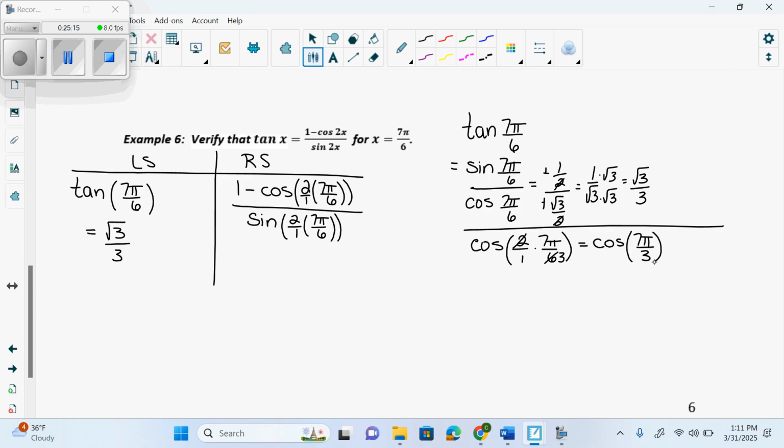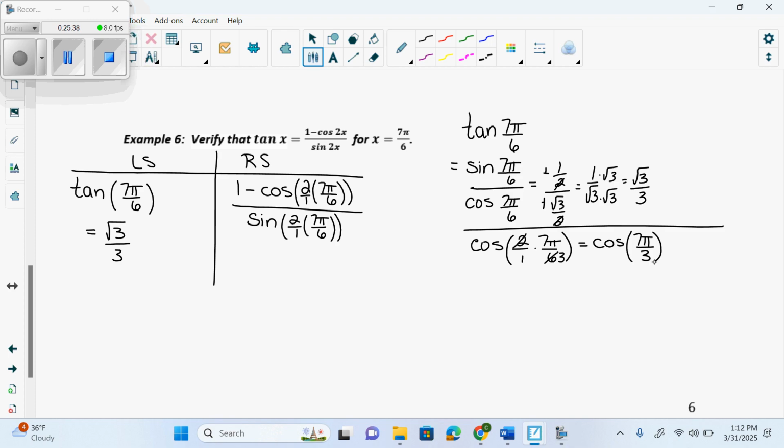Okay, 7 pi over 3 on your unit circle is coterminal with something. So go 7 pi over 3 minus 2 pi. Don't put the pi's in. Go 7 over 3 minus 2. You get pi over 3. Yeah, so it's the exact same answer, right?